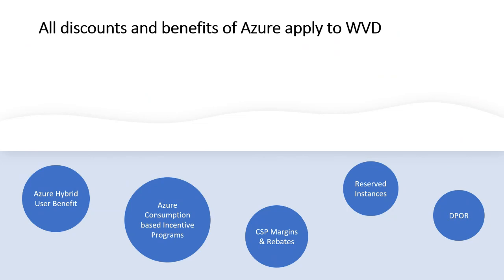And so this is the slide I sort of described there, right? All discounts and benefits that apply to Azure apply to WVD because WVD sits on Azure at the end of the day. With WVD, you have to have an Active Directory, so your domain controller VMs will be running 24/7. So you would want to, if you're allowed to, and you're compatible, you have the licenses for it, apply Azure Hybrid Use Benefit. Apply reserve instances to it. All right. You will still get the consumption-based incentive program. There are CSP margins and rebates that are part of it.